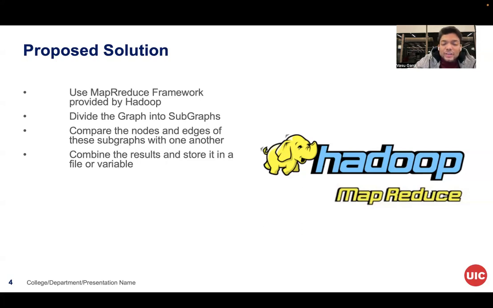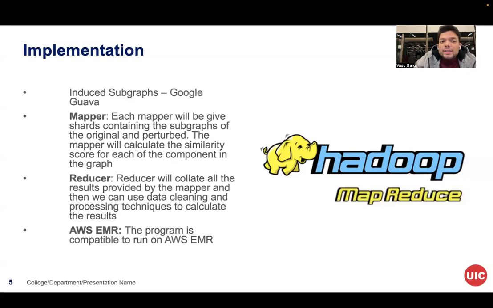Once you have those induced subgraphs, you can input these subgraphs into the computing nodes and start your computation or calculate your similarity score. So how was this implemented? For creating those induced subgraphs, we used a library provided by Google Guava, and it follows the same principle wherein you give the original graph and the set of nodes, and it will generate the induced graph on top of those nodes.